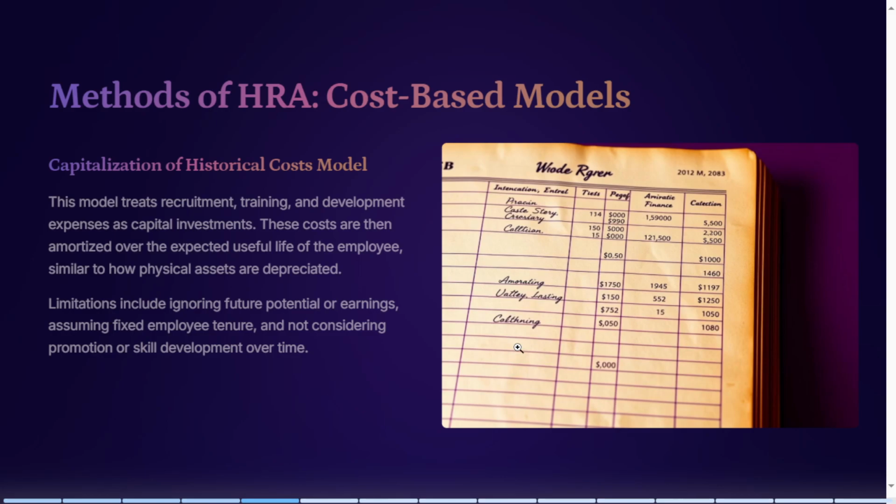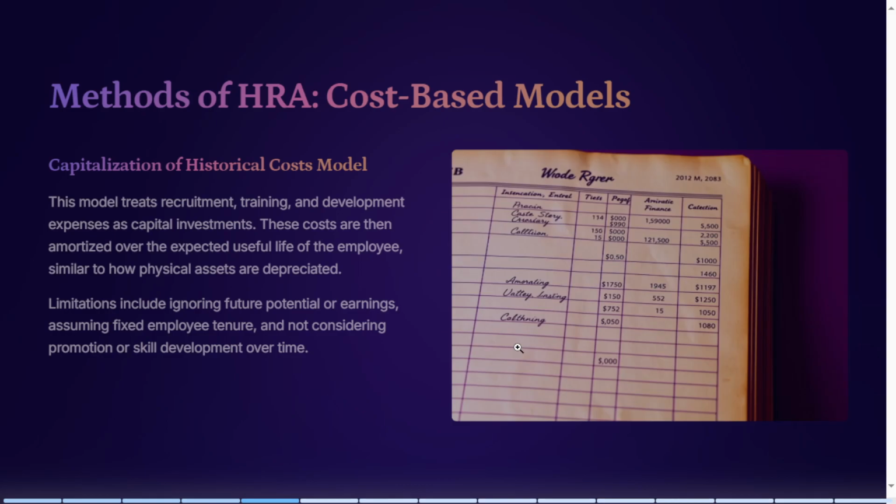For example, if you spend rupees 50,000 training an employee and expect them to work for 5 years, you would charge 10,000 as annual amortization. The limitations of this method: it ignores future potential. What if the employee gets promoted or becomes more skilled? It also assumes a fixed tenure, but people might leave early or stay longer.